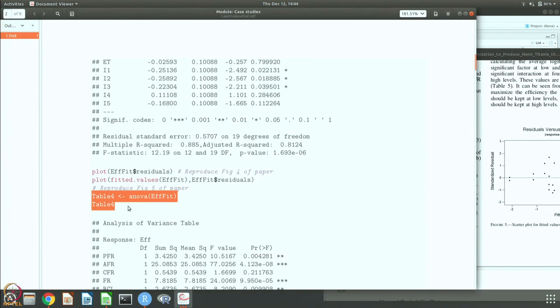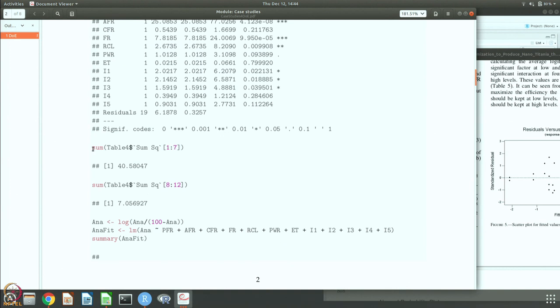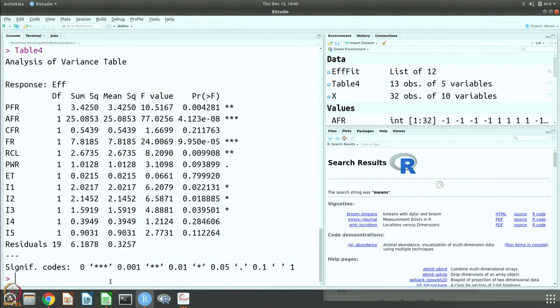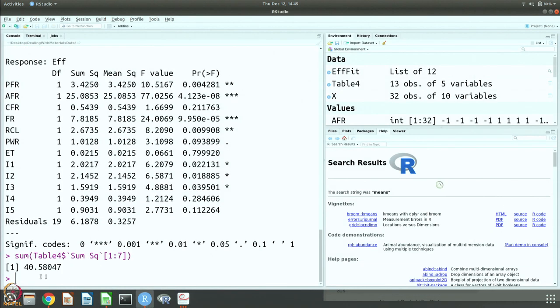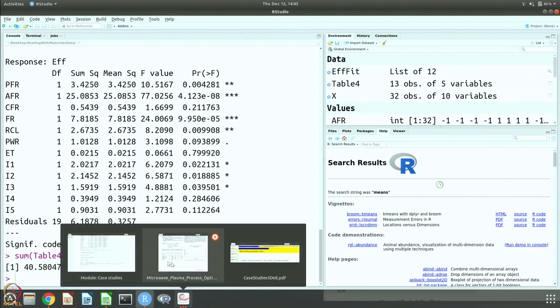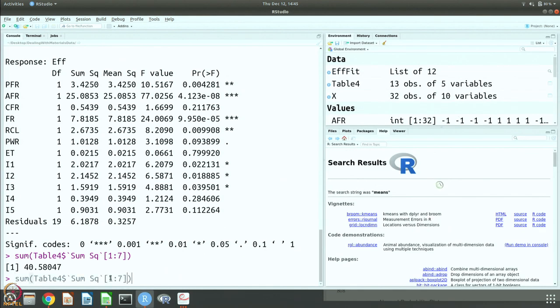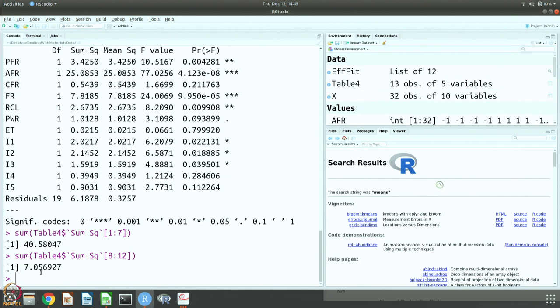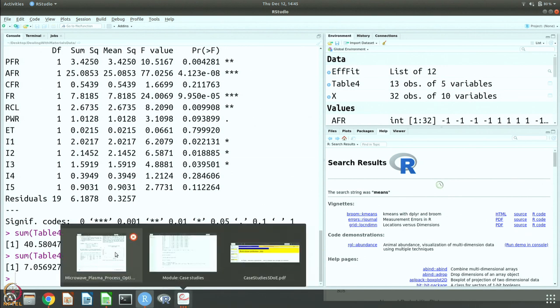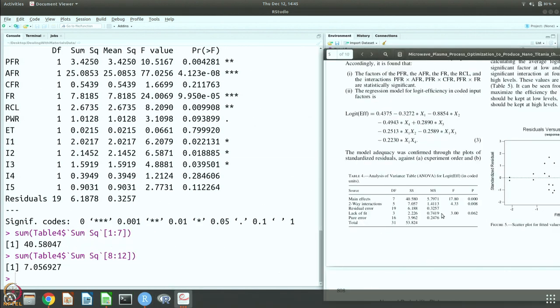Let us do this. So this is 40.5804 which is the same quantity which is given, 40.580, and if you go from 8 to 12 which are the two-way interactions, you will get 7.057. Which is the quantity that you get here, two-way interaction 7.057. So, basically the ANOVA table can also be reproduced.